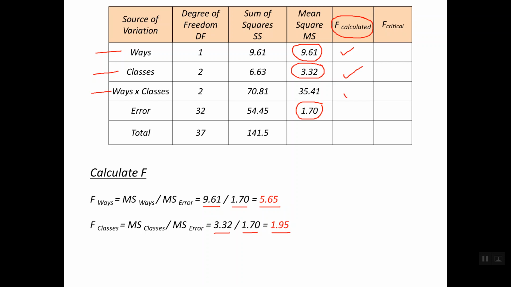The remaining one is the F for the interaction. This is the MS for the interaction, this is the MS for the error, and this is the calculated F for the interaction. So as you noticed here, we have three calculated values for F.